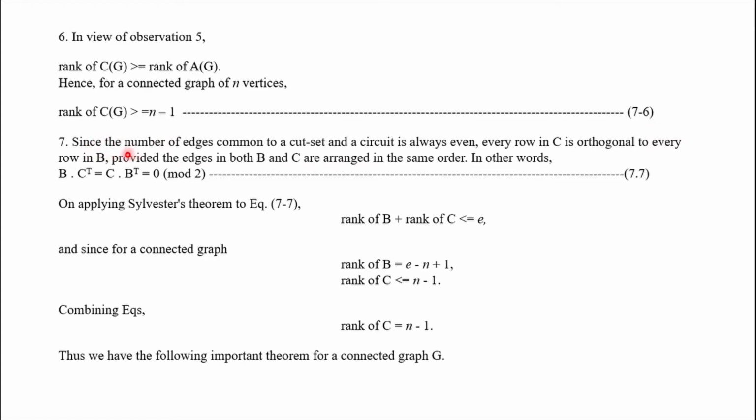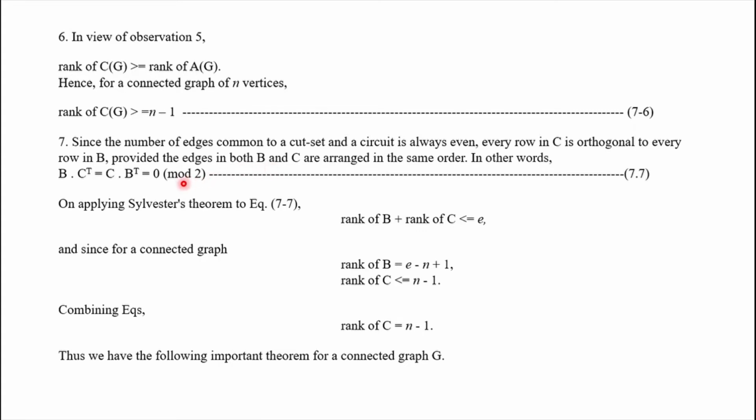The next conclusion from that matrix is, since the number of edges common to a cut set and a circuit is always even, every row in C is orthogonal to every row in B, provided the edges in both B and C are arranged in the same order. In our case, we have arranged the edges of B and C in the same order. Okay, so they are orthogonal. Therefore, every row in C is orthogonal to every row in B.